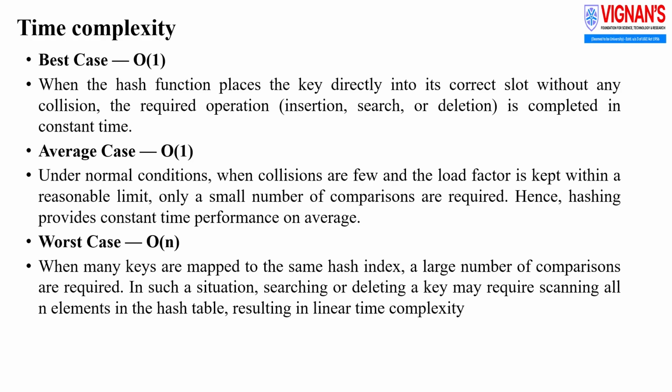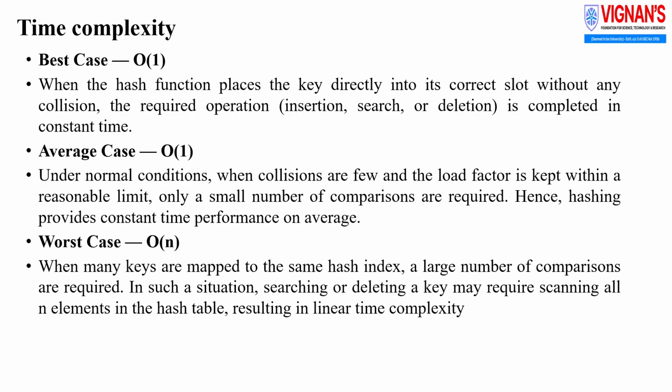In the best case, the time complexity is big O of 1. This occurs when the hash function places the key directly into its correct slot without any collision. In such a case, insertion, searching, or deletion is completed in constant time. In the average case, the time complexity is also big O of 1. Under normal conditions, when collisions are minimal and the load factor is kept within a reasonable limit, only a small number of comparisons are required. Therefore, hashing provides constant time performance on average.